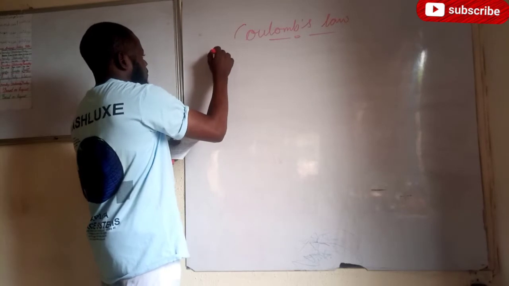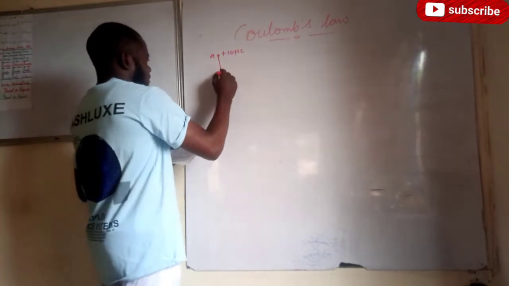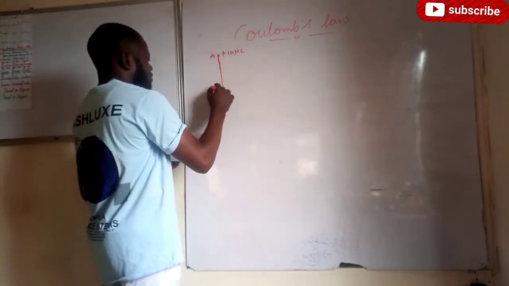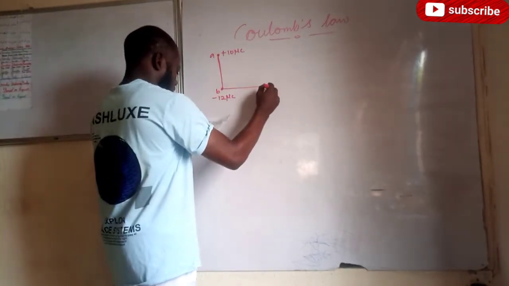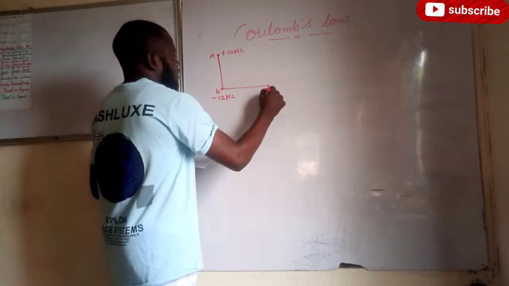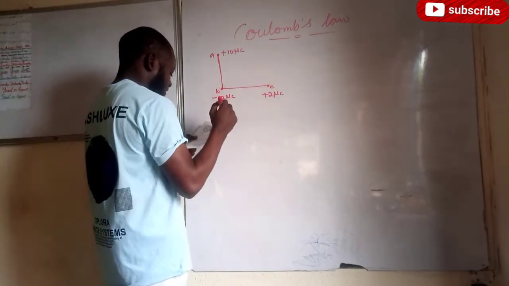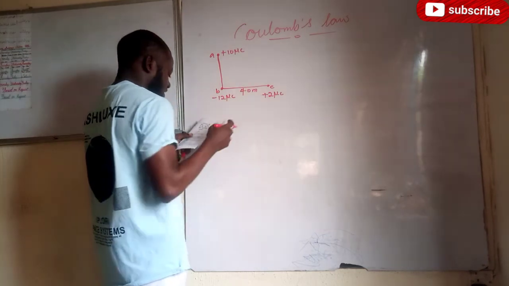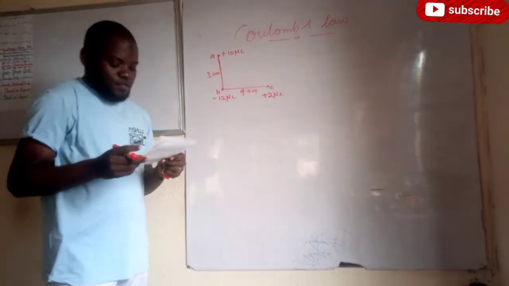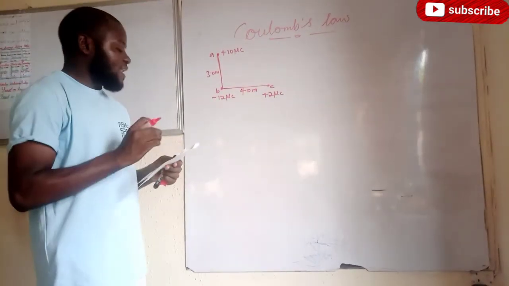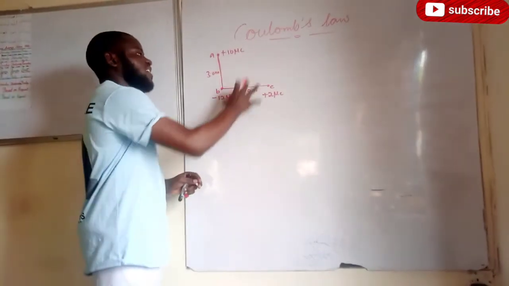So here we have a point charge A, and this is a positive charge. And we have a point charge B. This is negative 12 microcoulomb. And we have another point charge C, and this is just positive 2 microcoulomb. The distance between B and C is given as 4.0 meter, and the distance between A and B is given as 3.0 meter. So the question says we should look for the value of the electrostatic force on point charge B if all these charges are stationary.